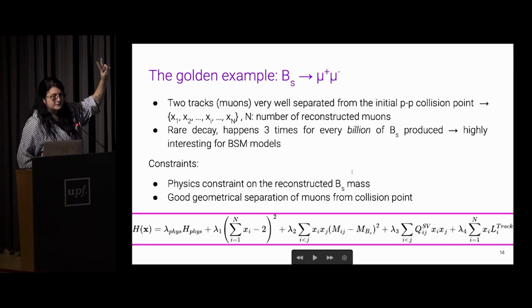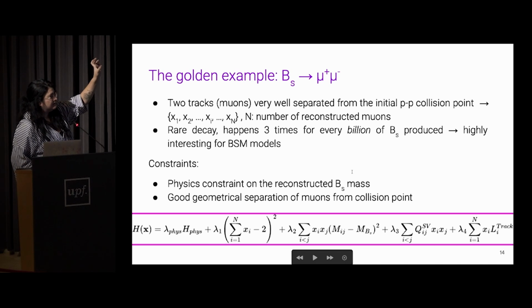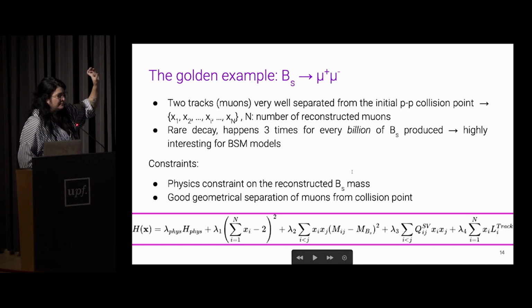You only have 2 tracks. So your vector of variables is quite small compared to what could be in more body decays. This is a very rare decay, which means it happens 3 times every billion of B mesons that are produced. So it makes it very theoretically interesting. It makes the theory models very well developed, but it also means that it's the background you don't have to care about.